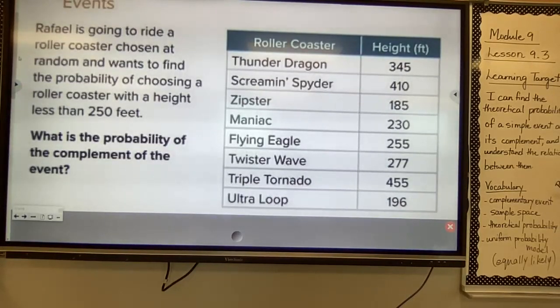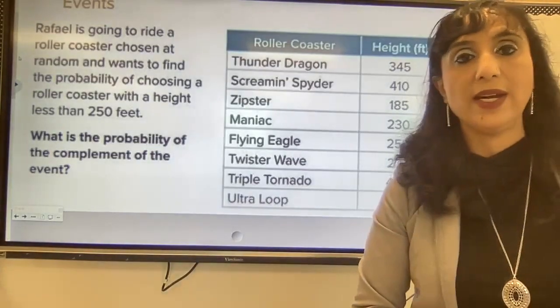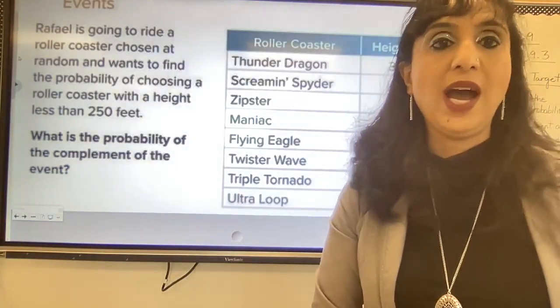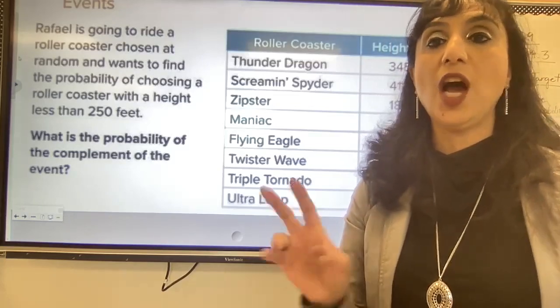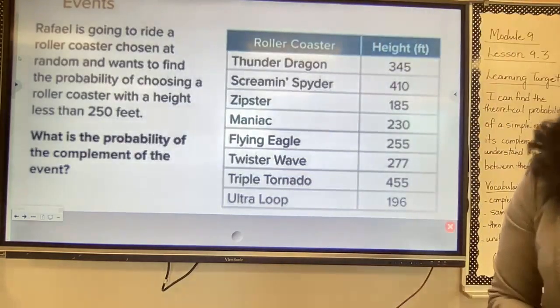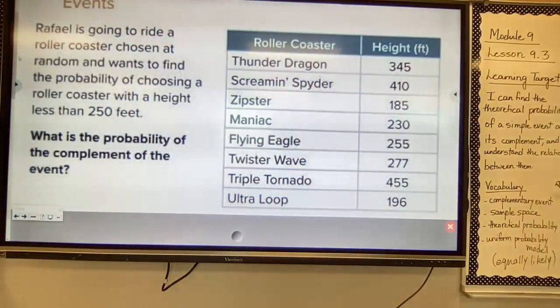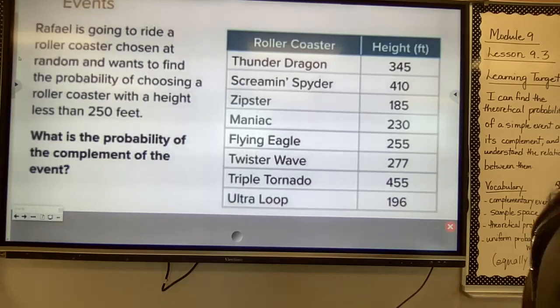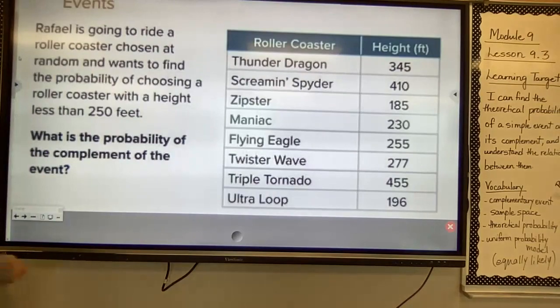Raphael is going to ride a roller coaster chosen at random and wants to find the probability of choosing a roller coaster with a height less than 250 feet. What is the probability of the complement of the event? Okay, so complement is, remember, the opposite of what we want. Raphael wants to ride a roller coaster with a height less than 250. So that is the first thing let's look at.